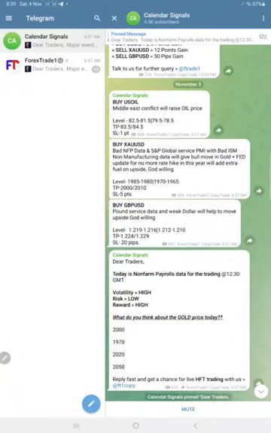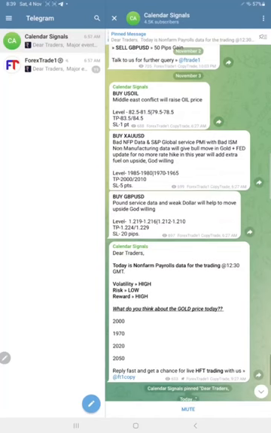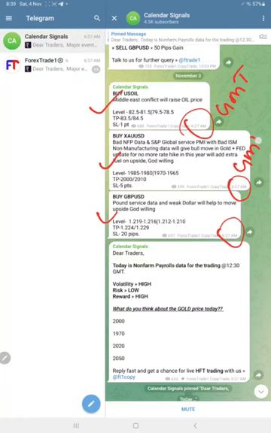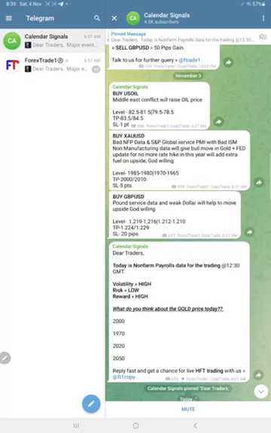Here is the performance for yesterday's calendar signal, yesterday's date, November 3. Yesterday we gave these signals: buy oil, buy gold and buy GBPUSD. All these signals were based on the calendar data which was yet to be released at that time. We posted the signal at 6:27 AM GMT. Usually the signal we post here will be at least a few hours before the data release.